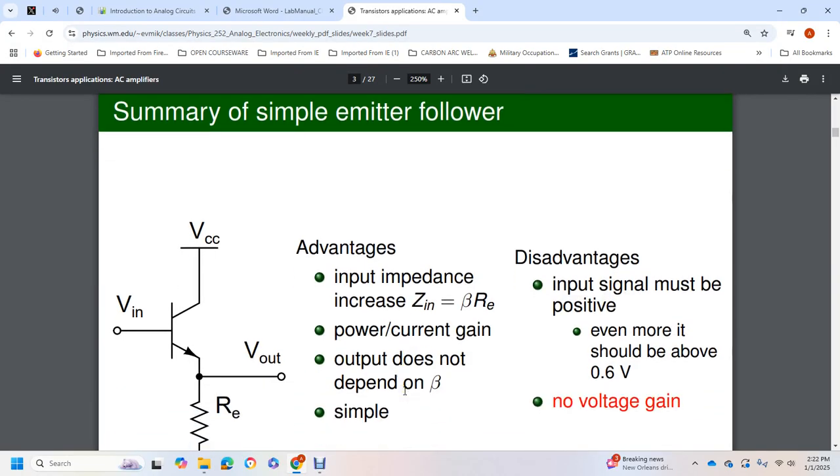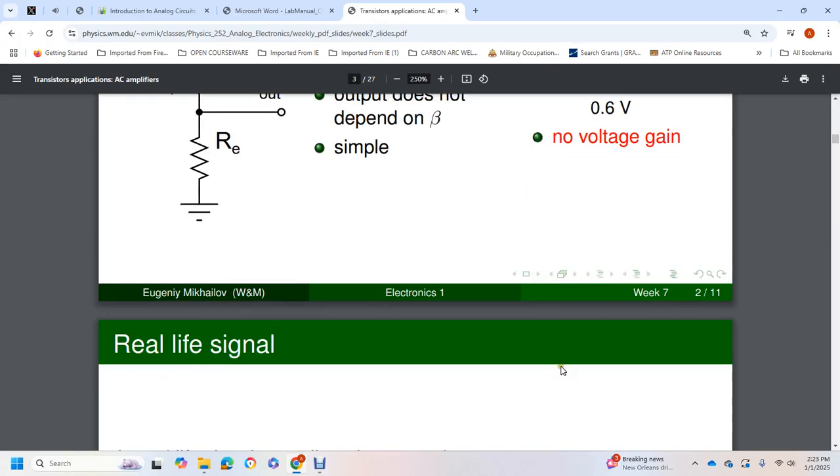Summary of the simple emitter follower. Advantages: input impedance increases, equal to beta times the emitter resistor. Power and current gain; the output depends on beta. Simple. Disadvantages: the input signal must be positive, even more, it should be above 0.6 volts. No voltage gain.